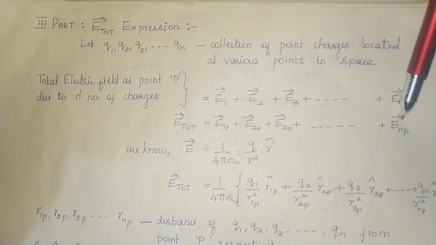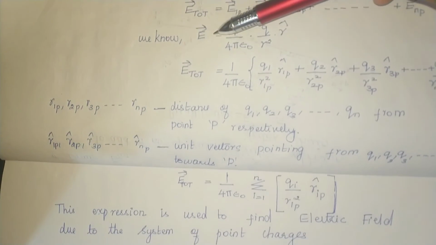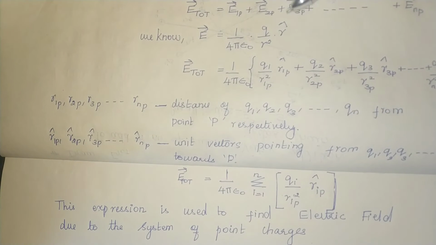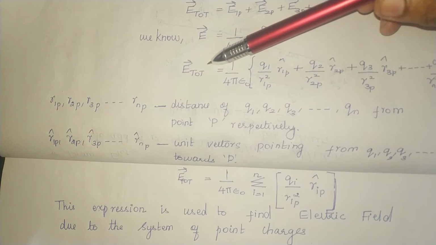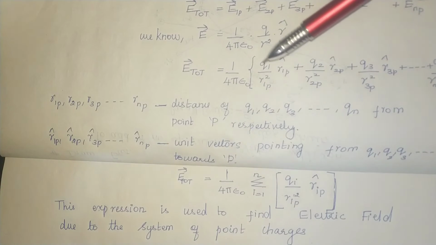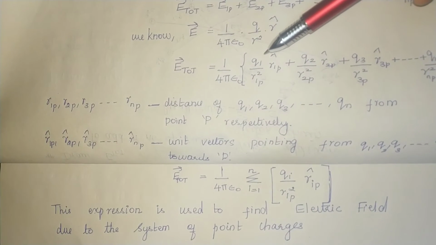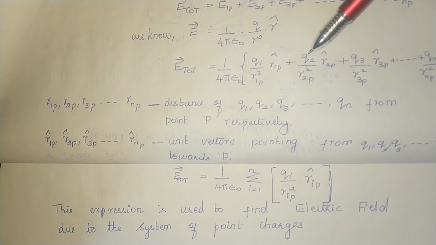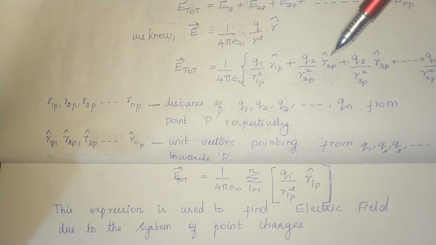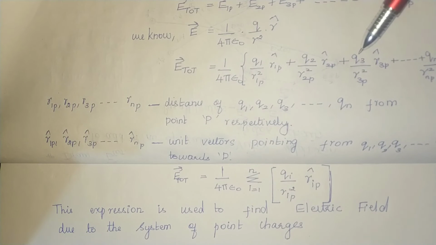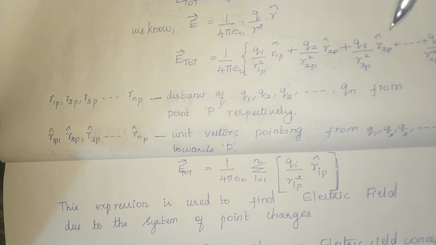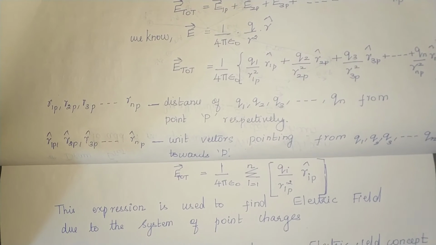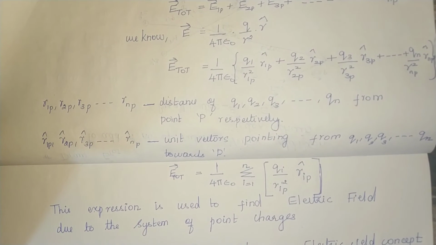We know that E vector is equal to 1 by 4 pi epsilon naught Q by R square R unit. Now what will be the E total vector? 1 by 4 pi epsilon naught is commonly taken and we get Q1 by R1P square R1P unit plus Q2 by R2P square R2P unit plus Q3 by R3P square R3P unit plus and so on up to Qn by RnP square RnP unit, and close bracket.